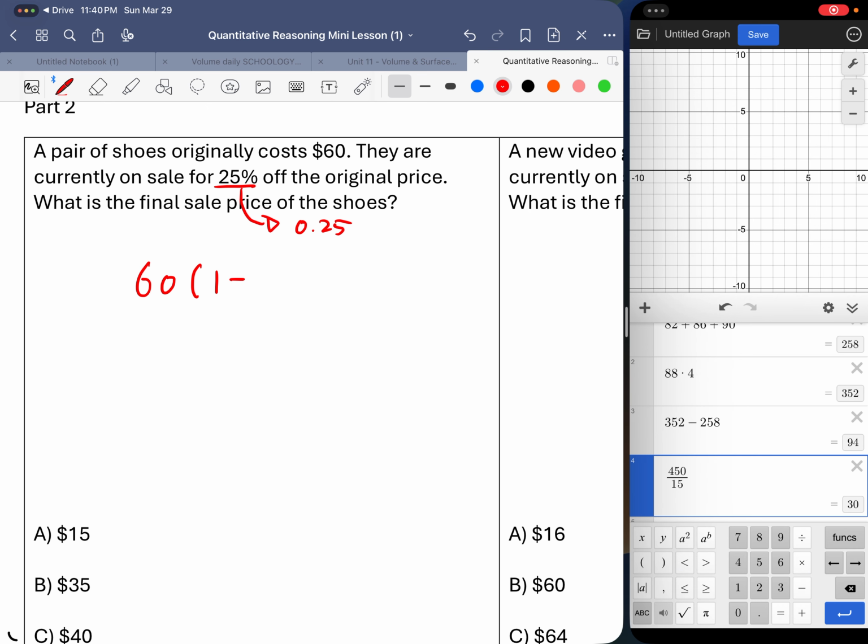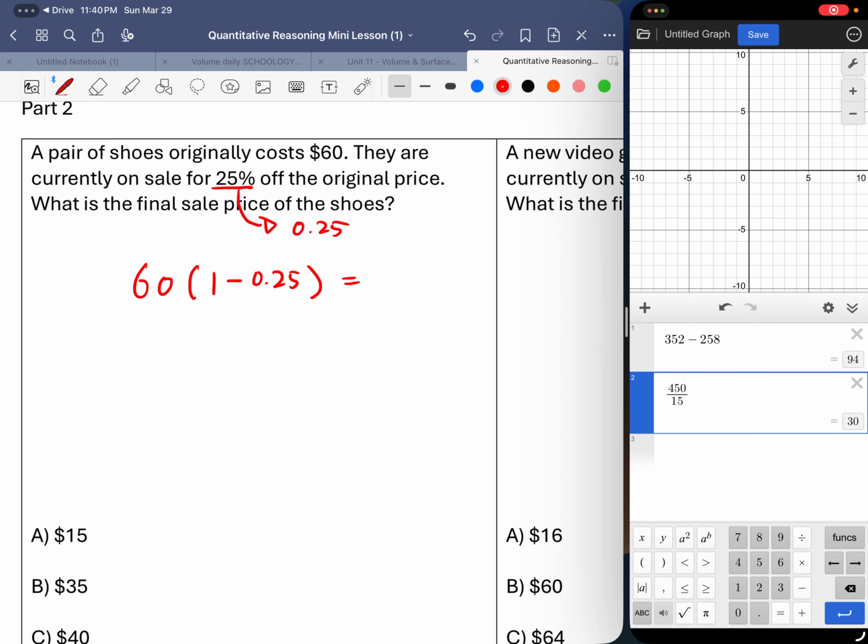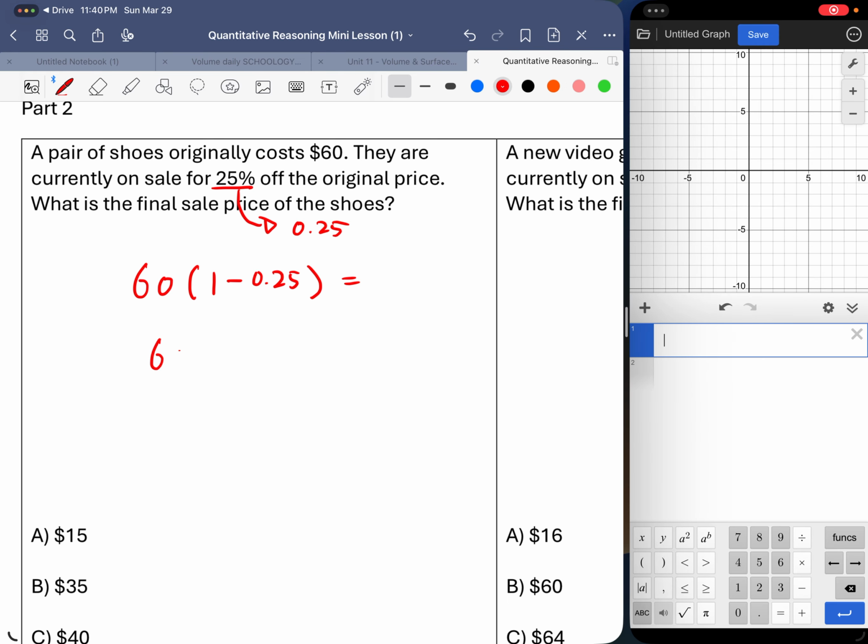So minus, if you have a 25% off, which means you're going to subtract 25%, that's going to give you the answer. The only problem is you cannot really put this one into a 4-function calculator. I mean, in Desmos you can, but assuming you cannot use Desmos, you can only use a 4-function calculator.